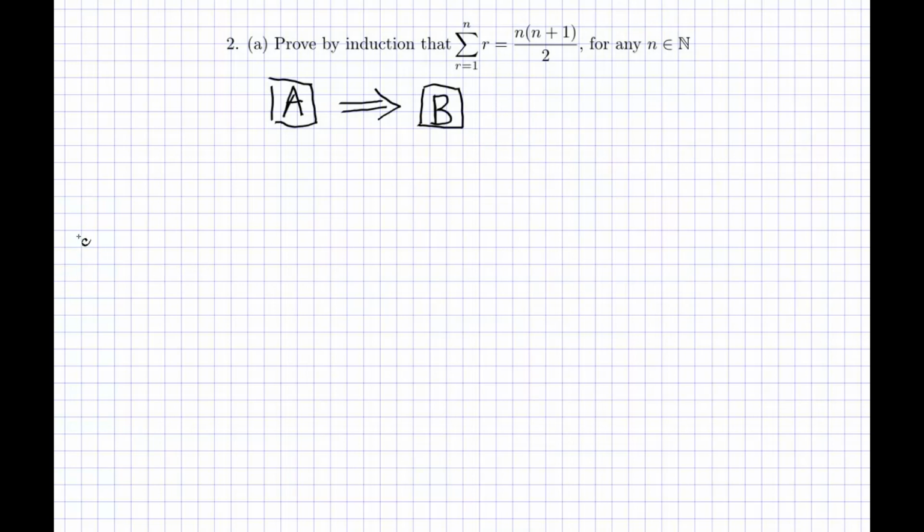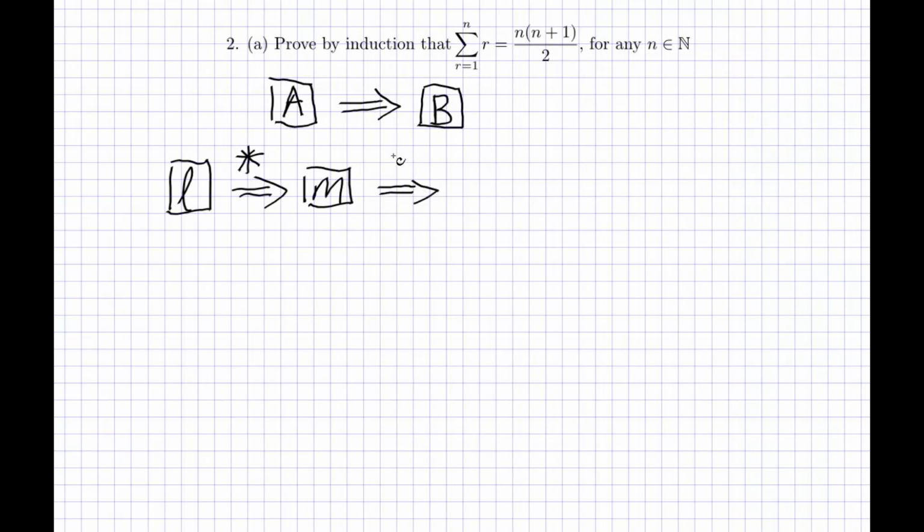In practice, what will happen is you'll have some list of numbers. So let's say the first one is L, and let me just say that this star means the induction relation will imply that it's true for the next one in the list, so M. And because L and M are no particular numbers, you can then apply the same induction relation to say that N is true. And you can just keep doing that for all the numbers in your list.